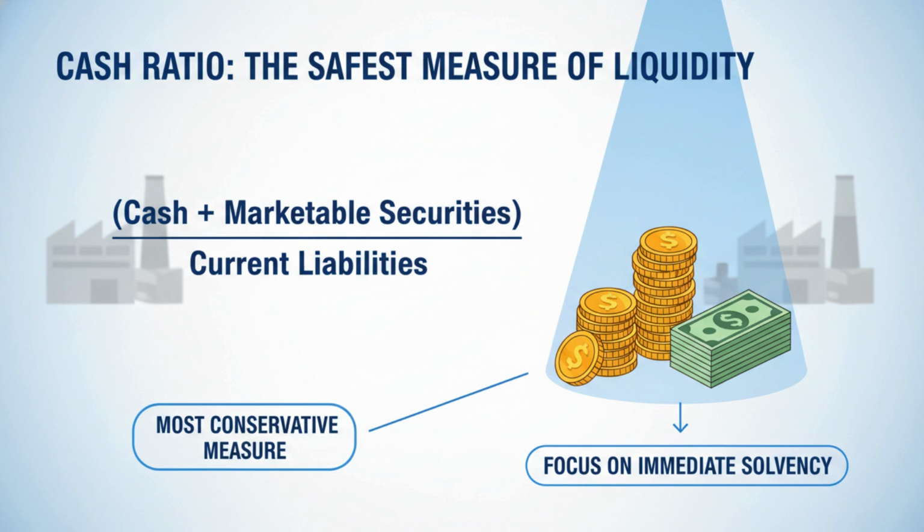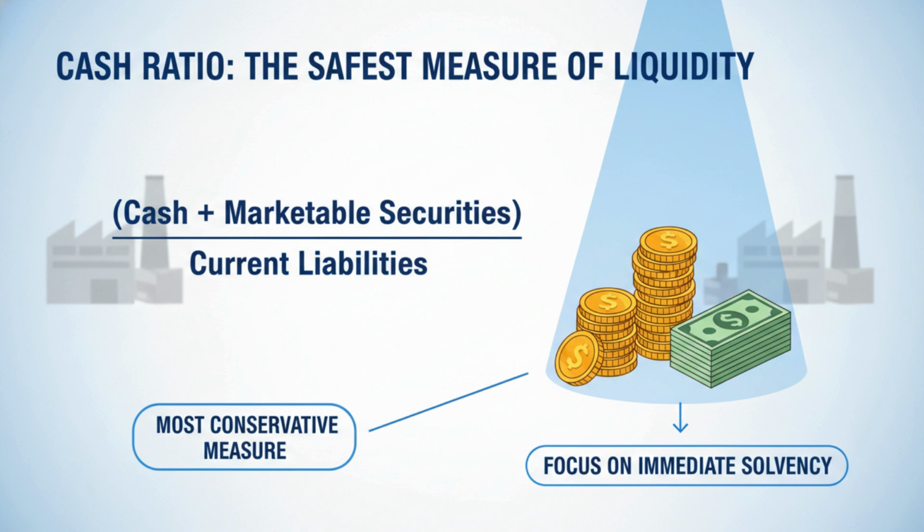This ratio focuses solely on a company's absolute most liquid assets, cash and marketable securities. The formula is cash plus marketable securities divided by current liabilities. Marketable securities are investments that can be quickly converted to cash. By only including these highly liquid assets, the cash ratio provides the purest indication of a company's immediate solvency, or its ability to pay off all its short-term liabilities immediately without selling inventory or collecting receivables.